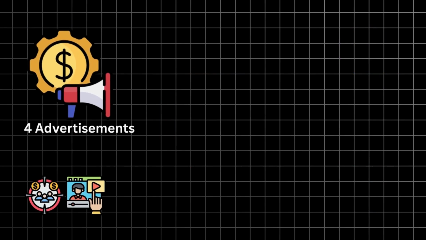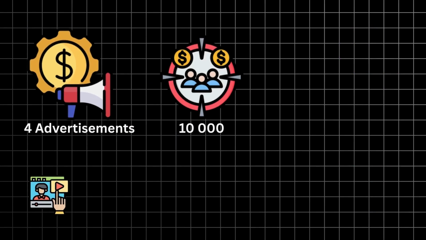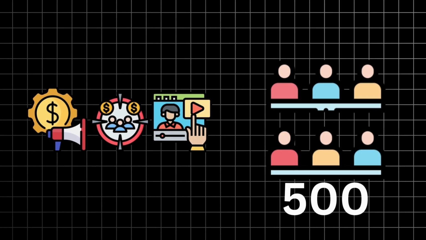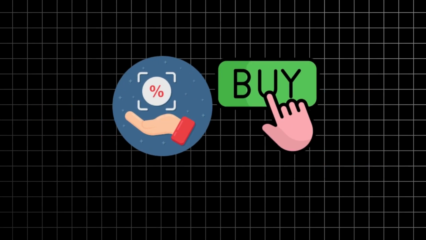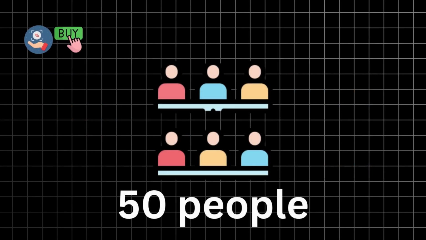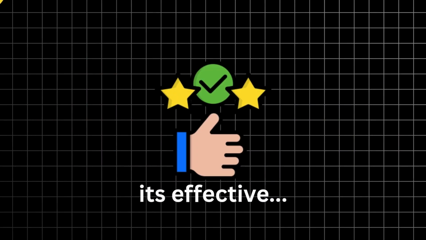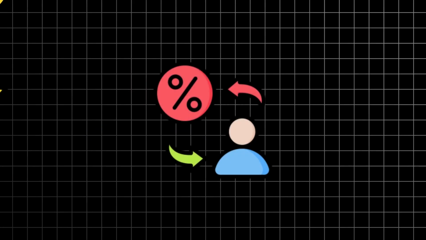Let's use an example. Say you post 4 ads on social media. Your target market is about 10,000 students, and 5% of them click your ad. That's 500 people. Then 10% of those actually buy something. That's 50 people. If each person spends 100 pesos, that's 5,000 pesos in revenue. So, your ads did their job, and you can say your conversion rate was effective.